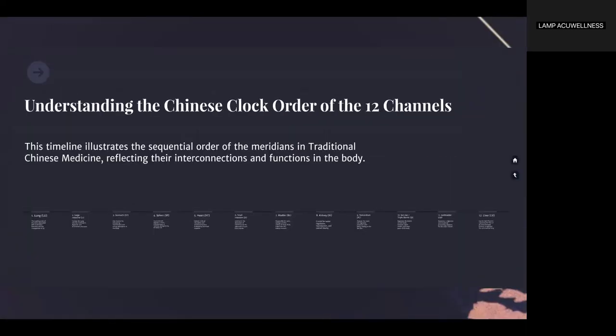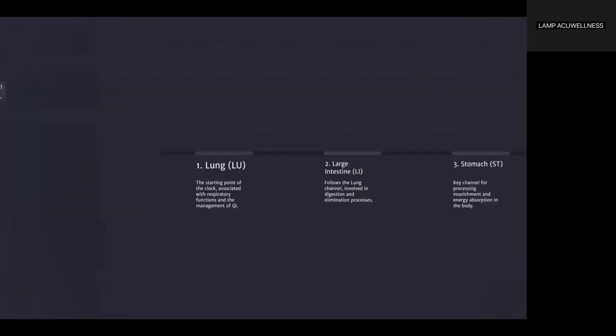Understanding the Chinese clock order of the 12 channels. This timeline illustrates the sequential order of the meridians in traditional Chinese medicine, reflecting their interconnections and functions in the body.